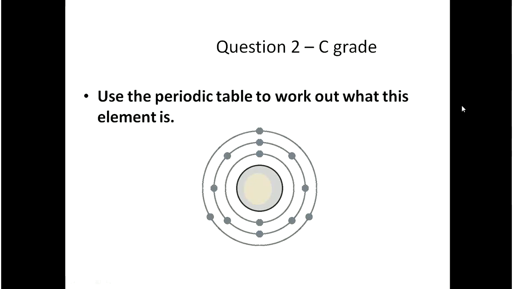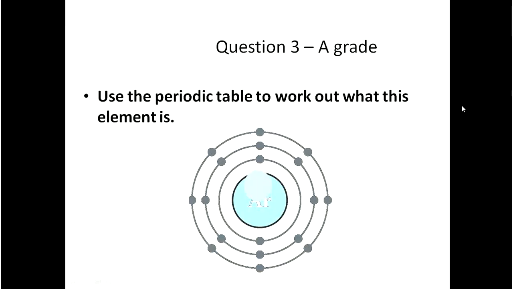What element is this? This element is aluminium because it has 3 outer electrons. What element is this? This is argon because it has a full outer shell.